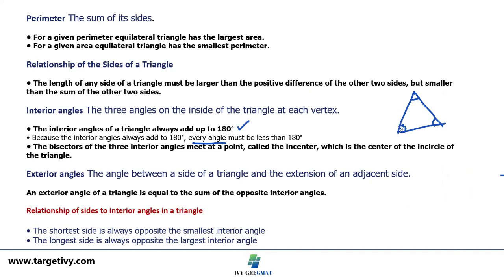But there is something which comes up again. The bisectors of the three interior angles must meet at a point. So if I bisect this angle, if I bisect this angle, they will meet at a point called the incenter, which is the center of the incircle of the triangle. If I draw a circle like this, which is called the incircle, they meet at a point called the incenter.